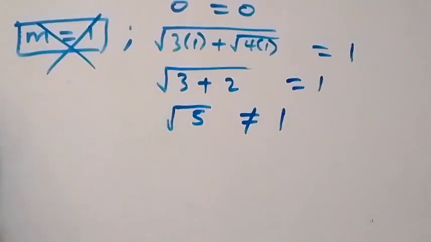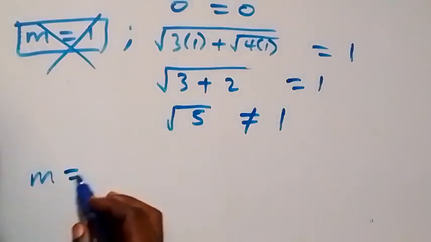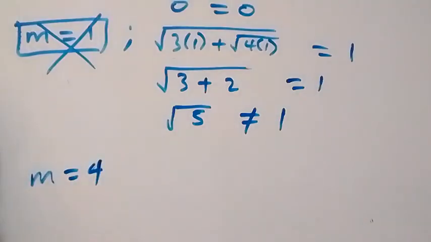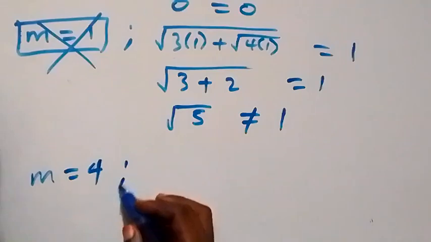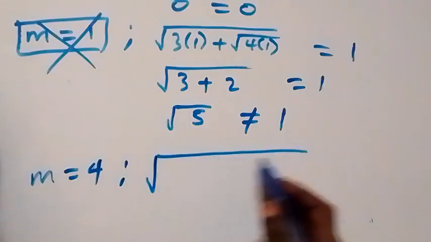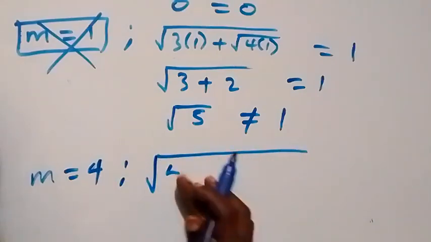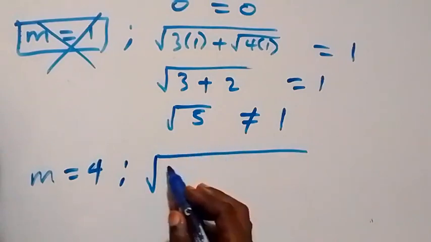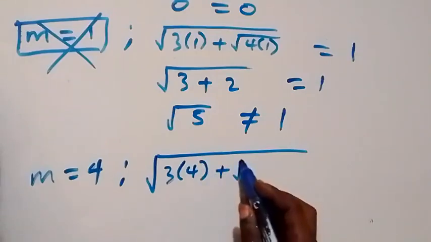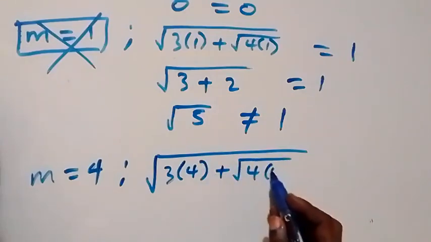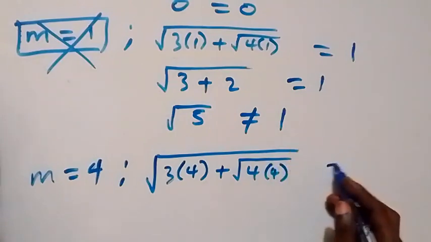Then put m equals to 4 now. Then from what we have, that becomes square root of 3 times 4, then plus square root of 4 times 4. Will that be equals to 4?